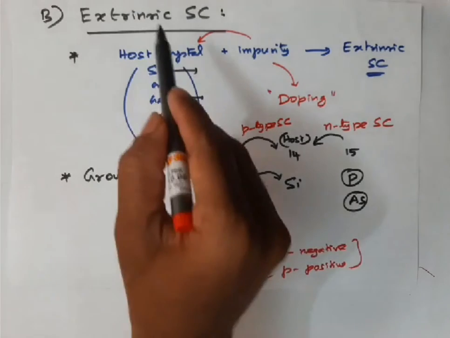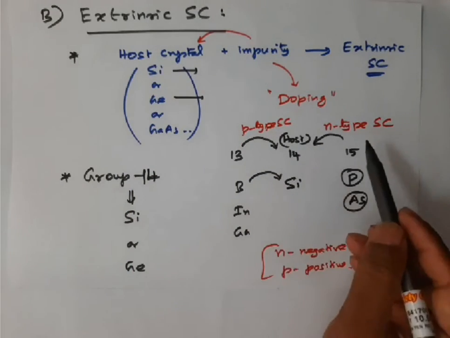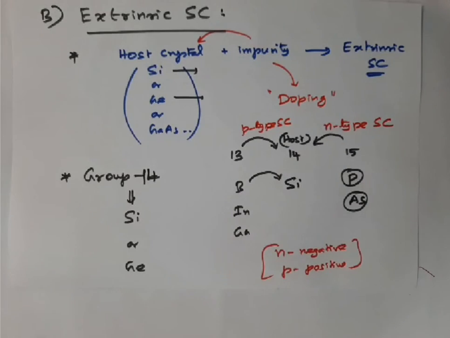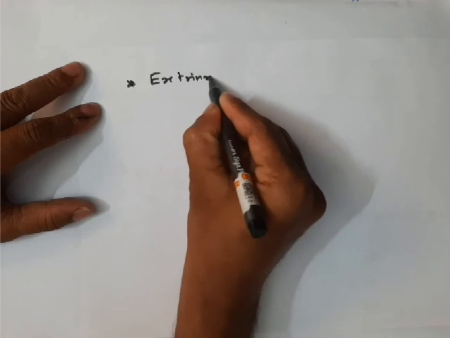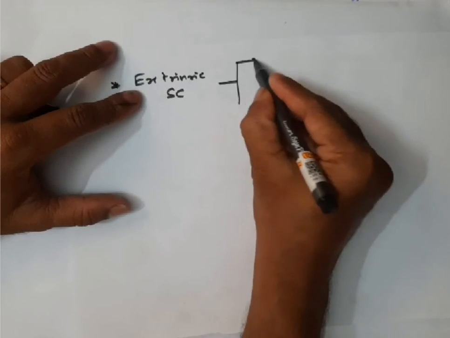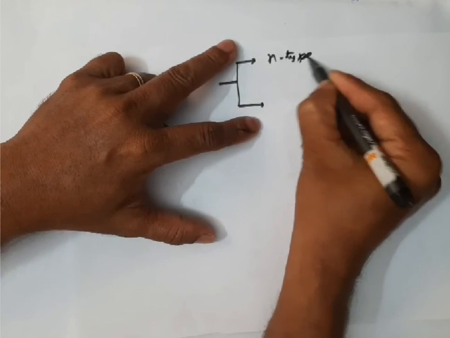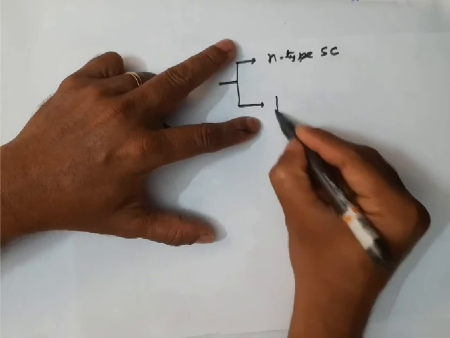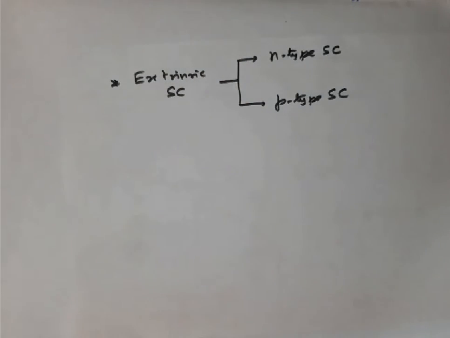So in extrinsic semiconductor, we have two types. What are the two types? N type and P type. Let me write in the next page. So in extrinsic semiconductor, we have two types. One is N-type semiconductor. The other one is P-type semiconductor.